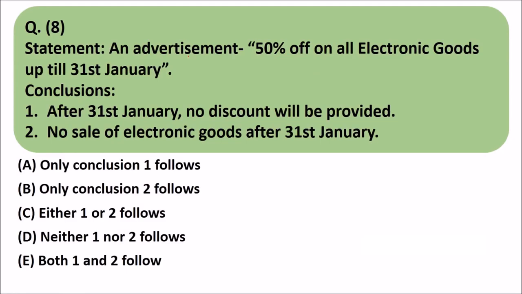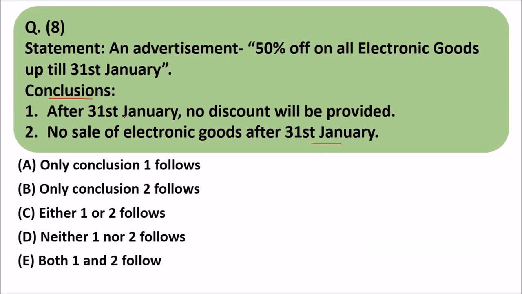Statement and advertisement: 50% off on all electronic goods up till 31st January. Conclusions: after 31st January, no discount will be provided. No sale of electronic goods after 31st January. Take conclusion 1. What is the statement given? 50% off on all electronic goods up till 31st January.